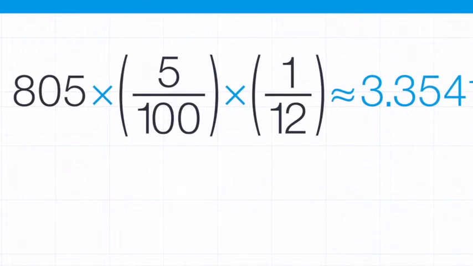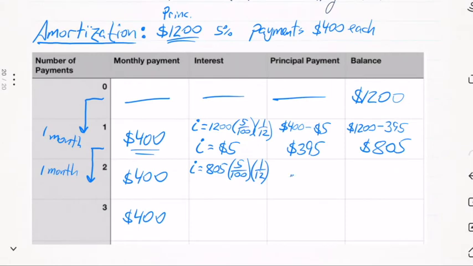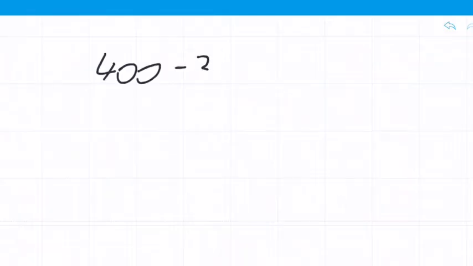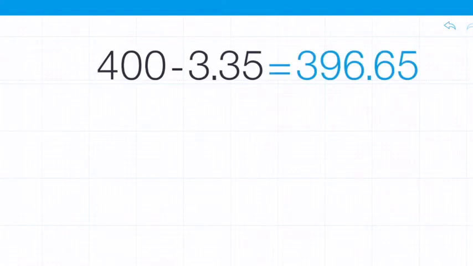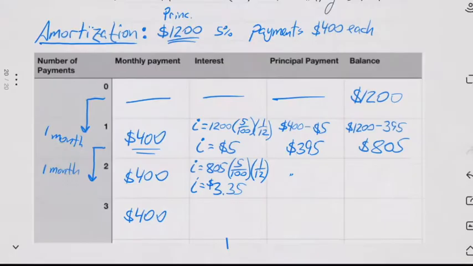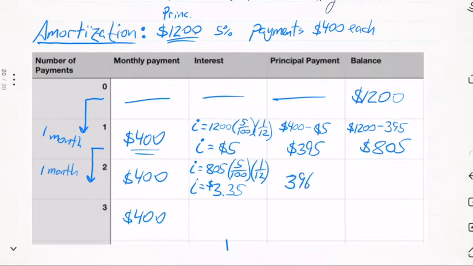So $3.35 in interest. Oops. So the interest is $3.35. All right, and again, that $3.35 is going to come from the $400 minus $3.35, and that's going to leave us $396.65 as our principal payment. And then we're going to take our principal payment away from 805.